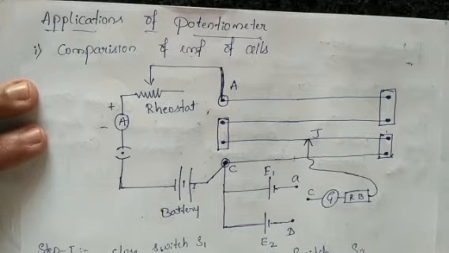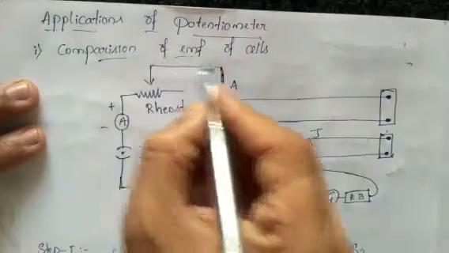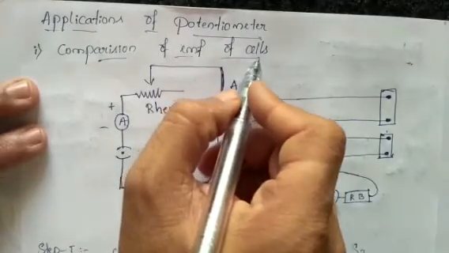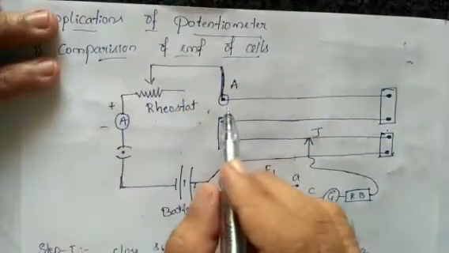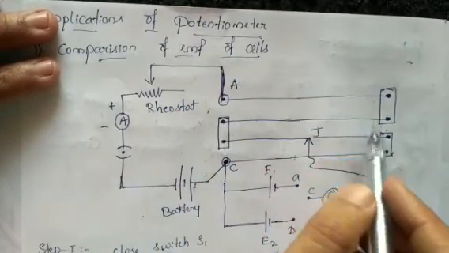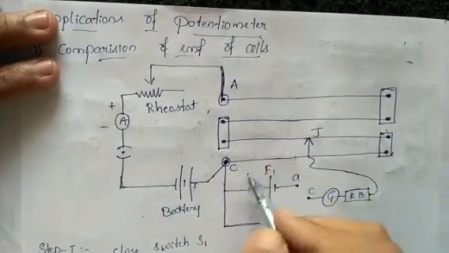Now let us see the applications of this potentiometer. The first application we have taken is the comparison of the EMF of two cells. In order to do this, we are going to observe the construction of this potentiometer.